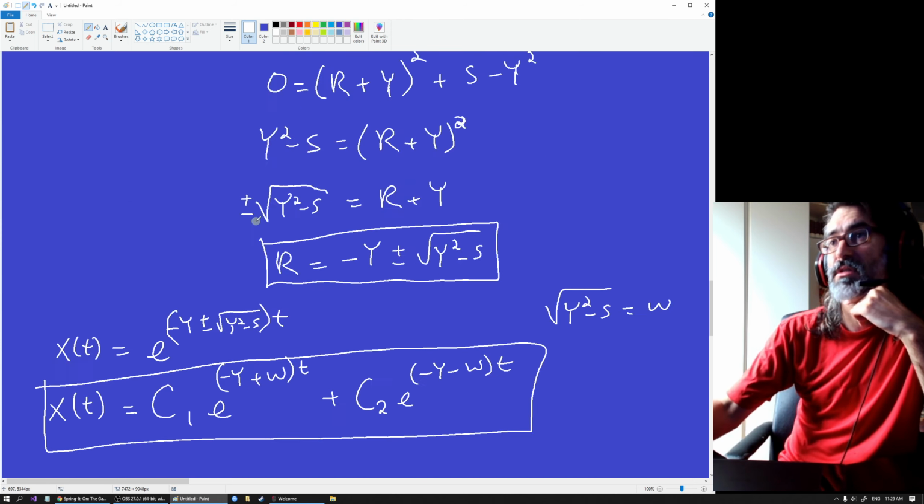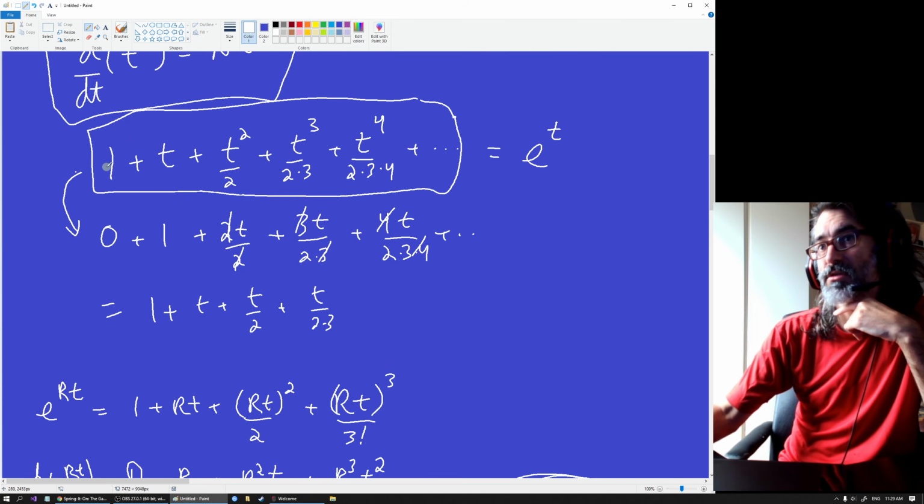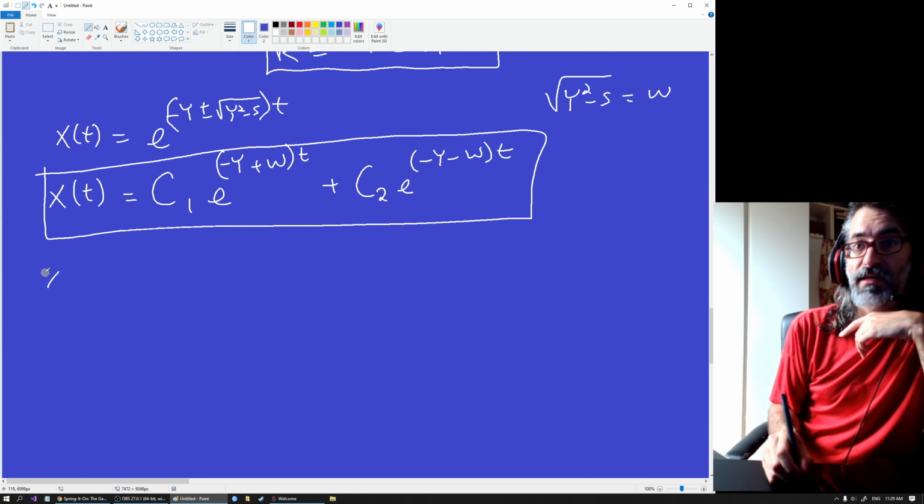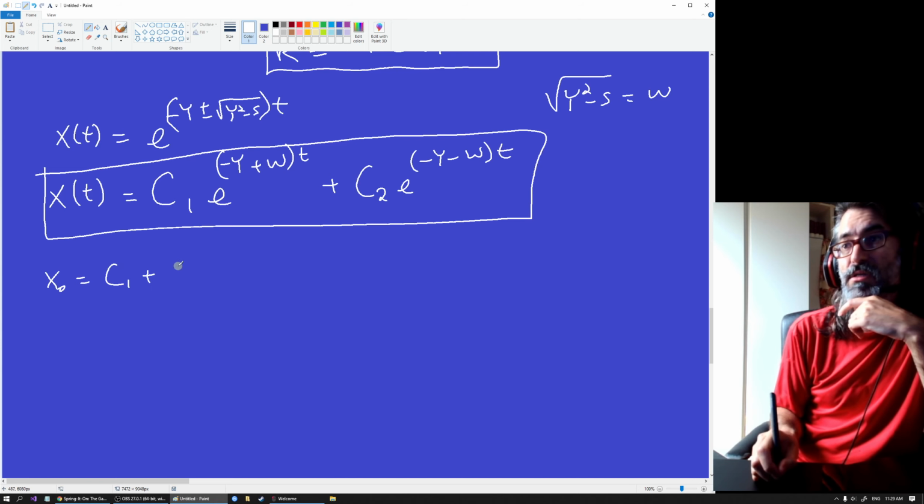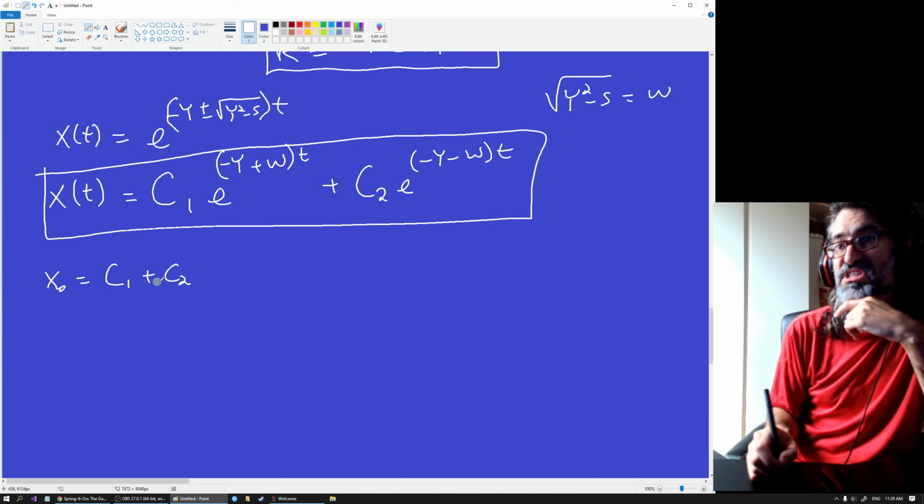Exponential of 0, what does it do? See, exponential is this. When we plug in t equals 0, it's just 1. So exponential of 0 is just 1. So it means that x0 equals just c1 plus c2. You see, this became 1 and this became 1, so it's just this.